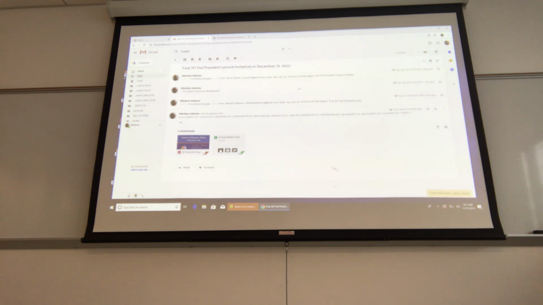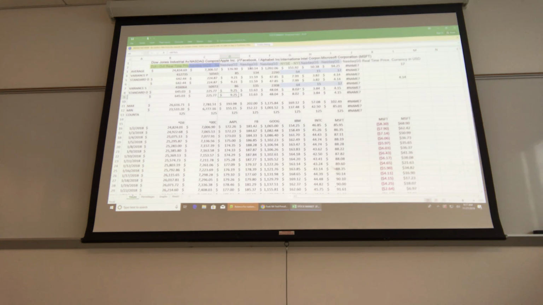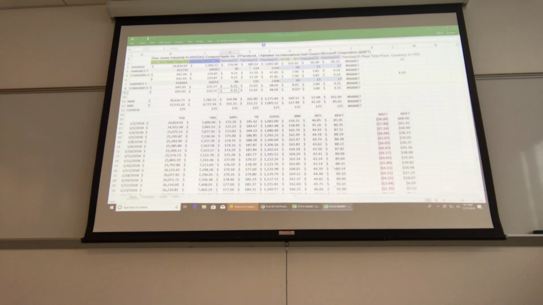This is what we did from last term. I don't want you to use that part as a Google document. I want to have it in Excel format. And here we have different stocks. As we have different stocks, we would like to see what is happening to these stocks and what is happening to different markets.